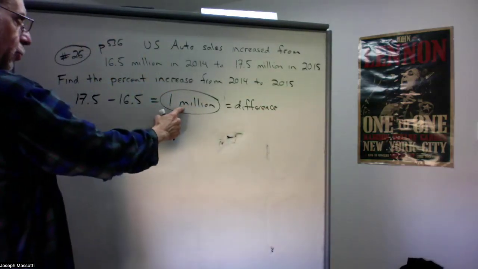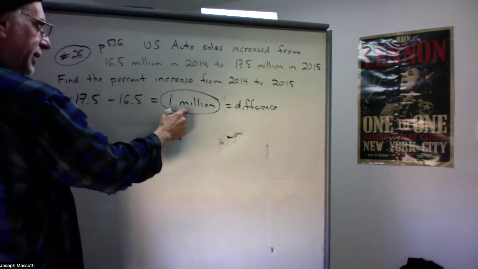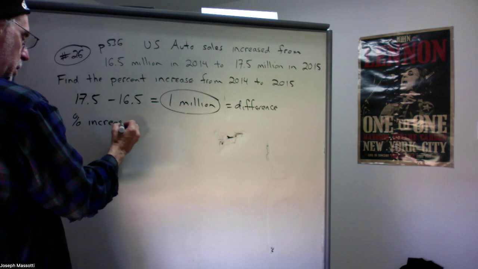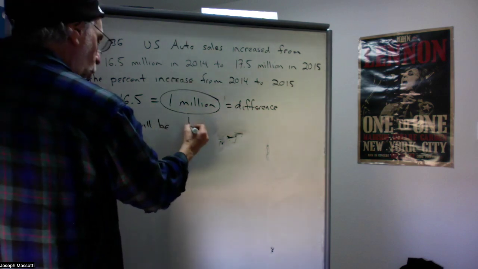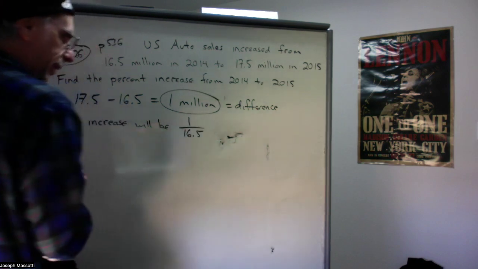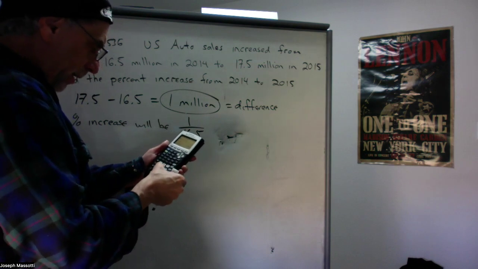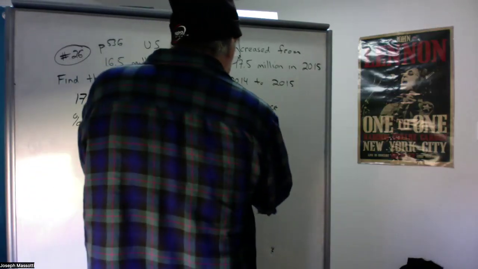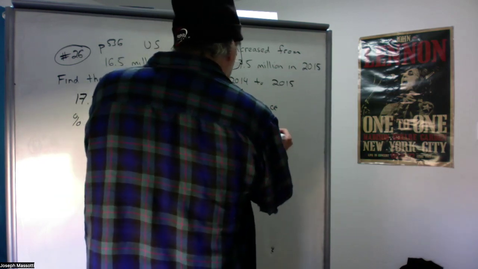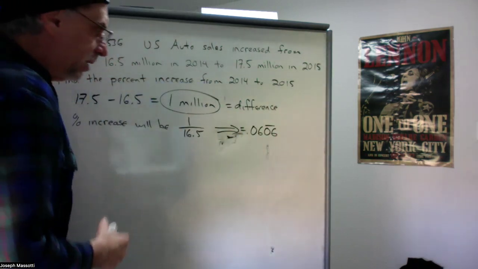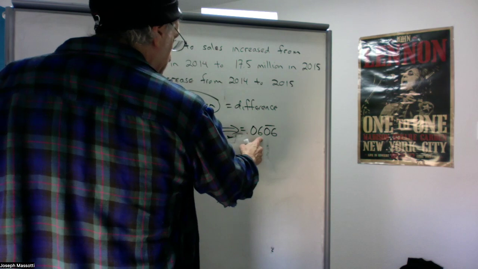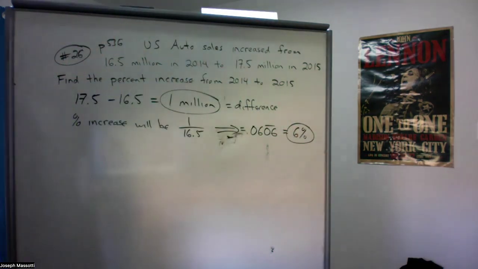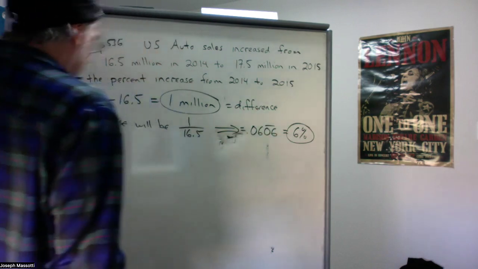And then you can say, well, what percentage of the original amount is that difference, is that increase? And that will give you your answer. So the percentage increase will be that 1 million over the 16.5 million. You put that into your calculator, 1 divided by 16.5, it gives you this decimal of 0.0606 and continues on that way. So if we round to say 2 decimals here, we can say it is around a 6% increase. About a 6% increase, or if you went to 2 decimals, you could say 6.1% increase.